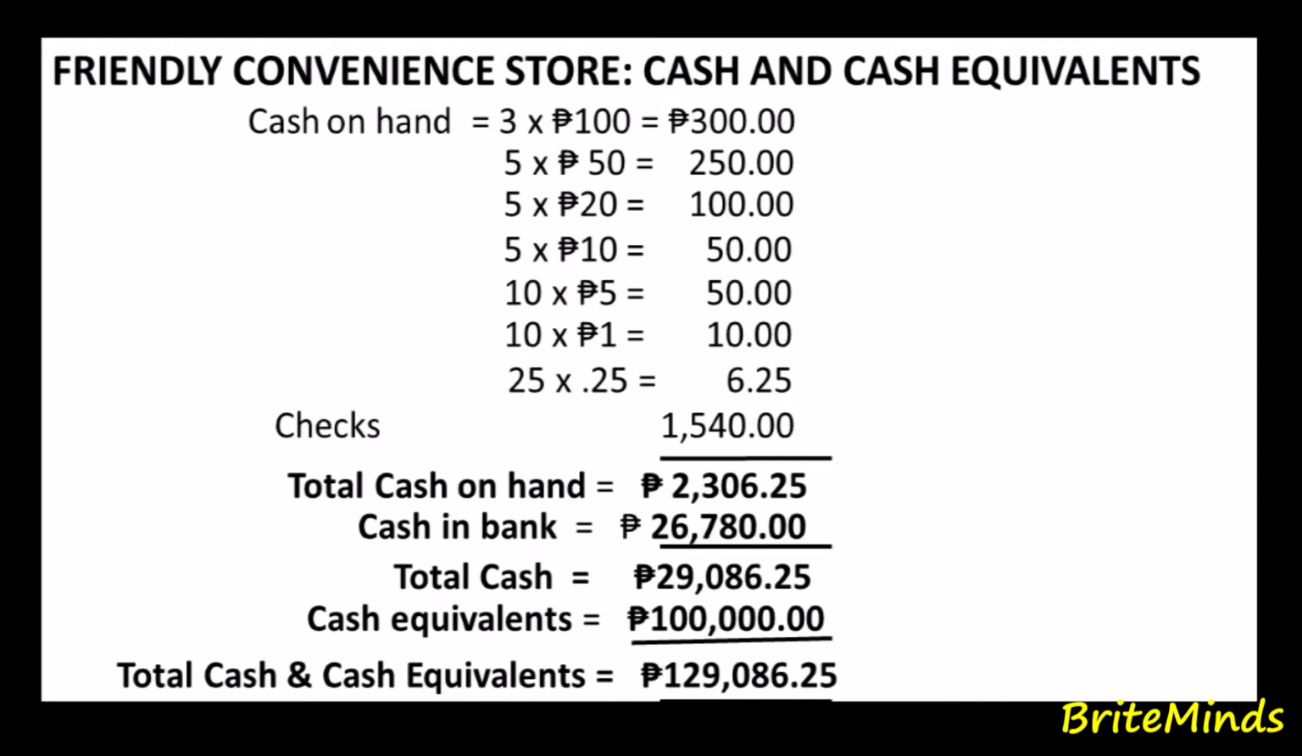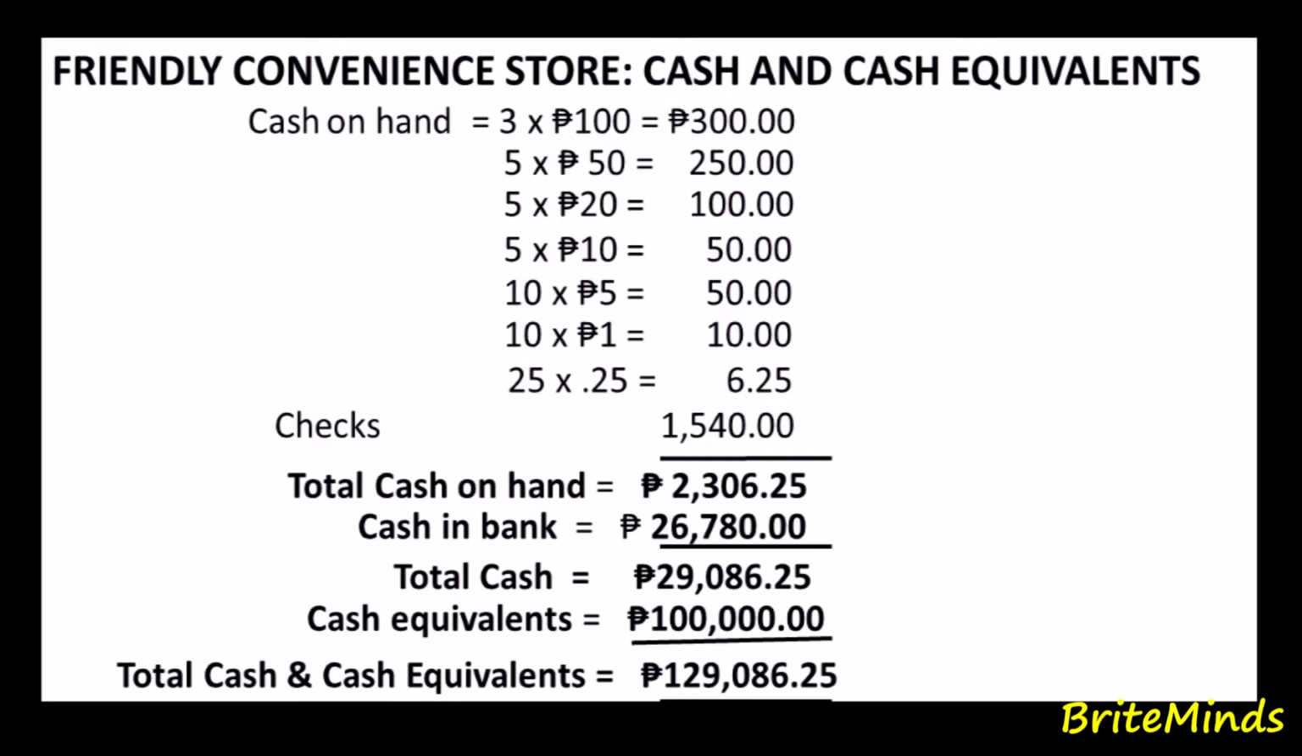And then we have a time deposit certificate for 100,000 pesos for 90 days. So this time deposit is within the term of maturities of 90 days.